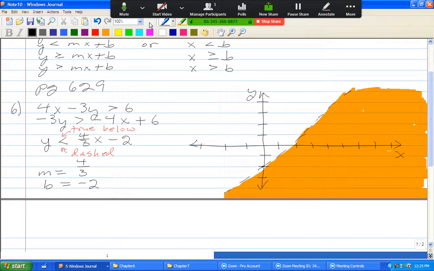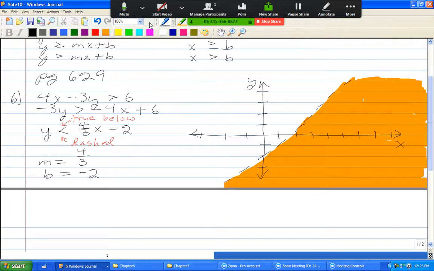Okay, so the graph looks something like that. Of course, it continues on forever, but this is just more or less a graph of it.